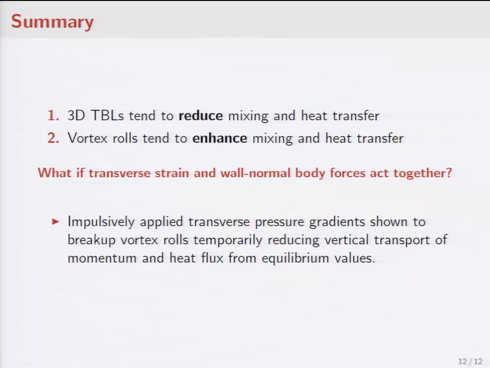What I've described is that when you have this transverse strain, it tends to reduce mixing and heat transfer in the flows, whereas these large-scale organized vortex motions tend to enhance mixing and heat transfer. When they interact, due to an impulsively applied transverse pressure gradient, these rolls will break up, temporarily reducing the vertical transport, but eventually they'll recover, and we want to understand this. So thank you.